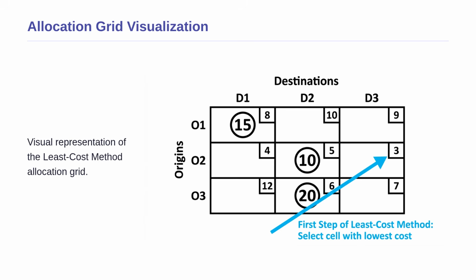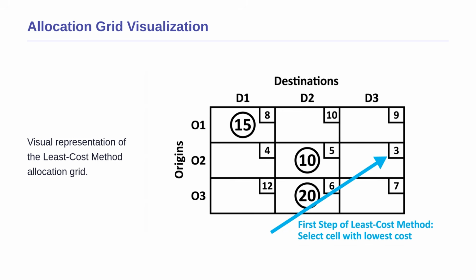To visualize what this process looks like on paper, let us examine this allocation grid. You are looking at a standard transportation matrix. The origins, O1, O2 and O3 are on the left, and the destinations, D1, D2 and D3 are on the top. The small numbers in the top right corner of each cell represent the shipping costs. The large circled numbers are our final allocations.